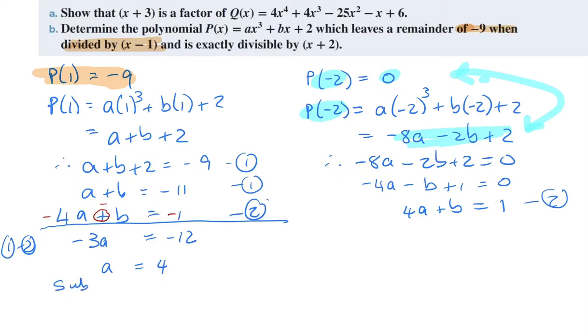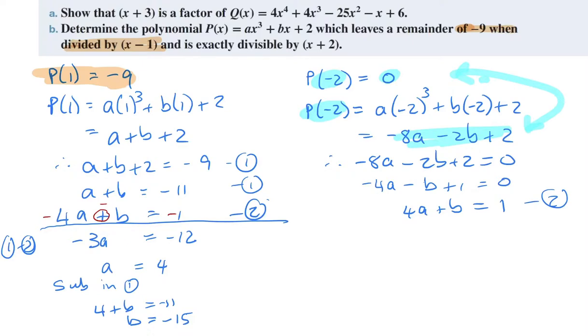Substitute a equals 4 into any one of my equations. Let's substitute into equation 1. If I substitute that in 1, a is 4, plus b, which equals negative 11. Therefore, b equals, subtract 4 on both sides, which gives me negative 15. So a is 4, b is negative 15.